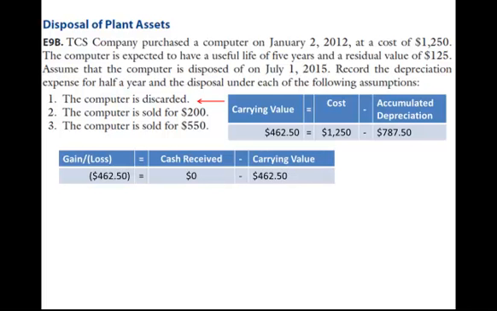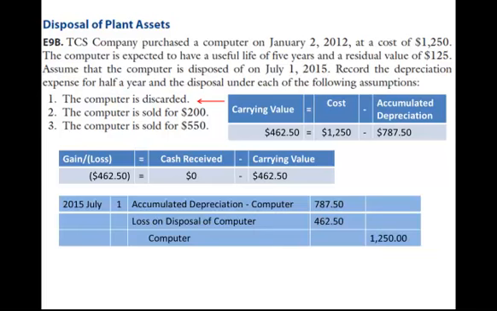We then will put it into the equation to determine a gain or a loss. That equation is the amount of cash received minus our carrying value. In this situation, we received zero cash, so our loss is equivalent to our carrying value. To journalize the loss, we will need to debit accumulated depreciation, as currently it holds a balance, and by disposing of the computer, we need to eliminate the computer account along with its contra asset account accumulated depreciation.